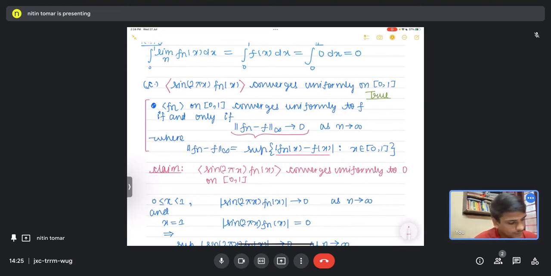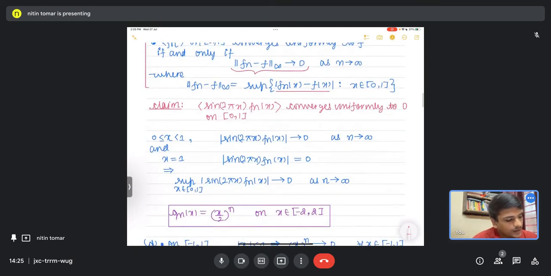So let's calculate. The first case is when x is between 0 and 1, with 1 not included. Because x^n goes to 0 as n tends to infinity for all x between 0 and 1, in the first case everything will go to 0. The trick is, earlier when sin(2 pi x) was not there, the limit was 1. But here when you put x equal to 1, the sine will become 0. So sin(2 pi x) will be sin(2 pi) times the limit of fn(x), which is 1, so it will be 0 itself.